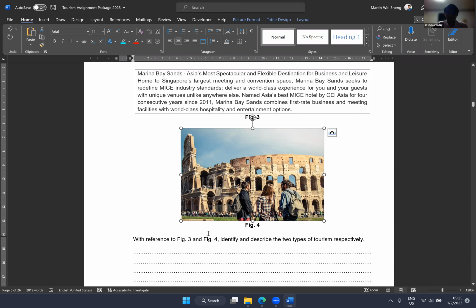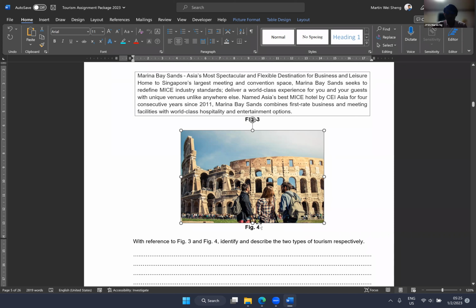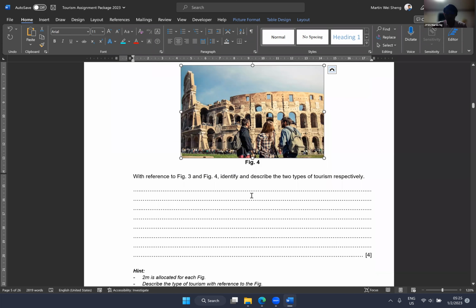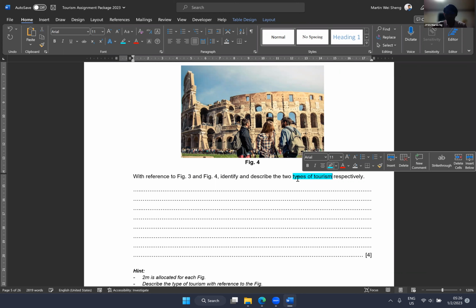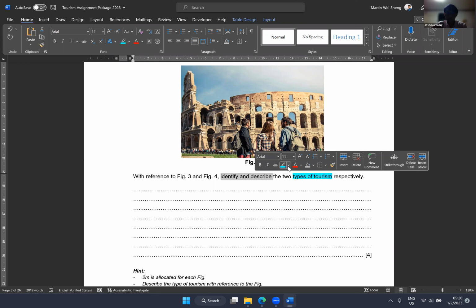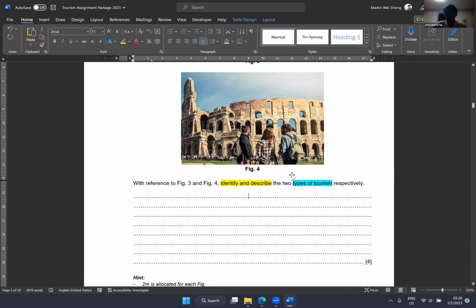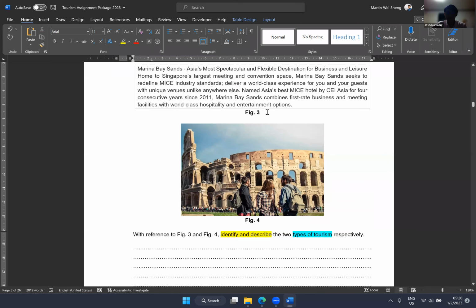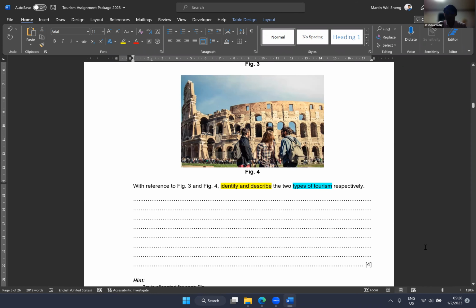With reference to figures 3 and 4, identify and describe the 2 types of tourism respectively. The question is 4 marks. The question focus is types of tourism, and the command word is identify and describe. Very straightforward. There are two types, and they want you to identify one in figure 3 and describe it, then identify one in figure 4 and describe it. That is how you get your 4 marks.